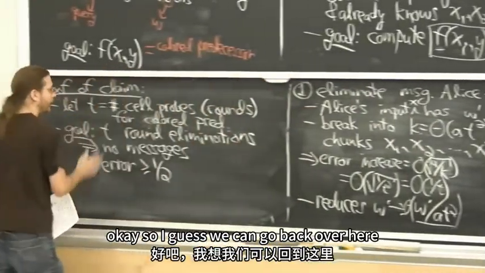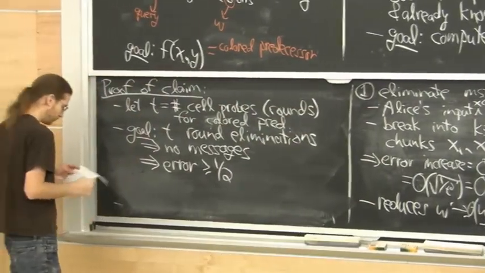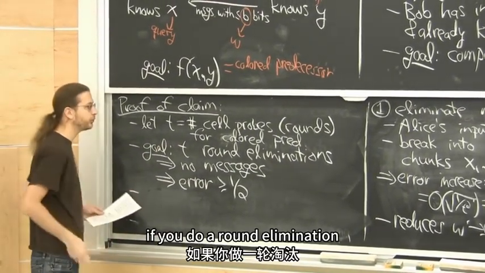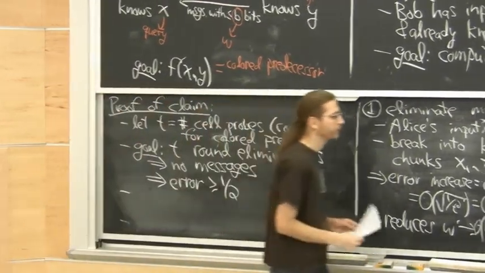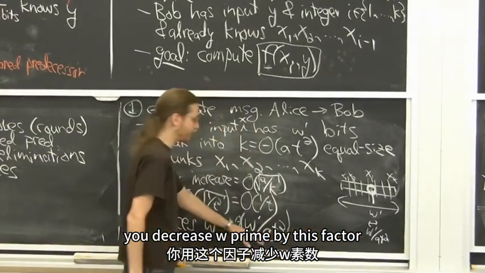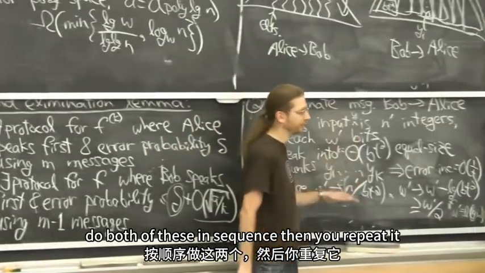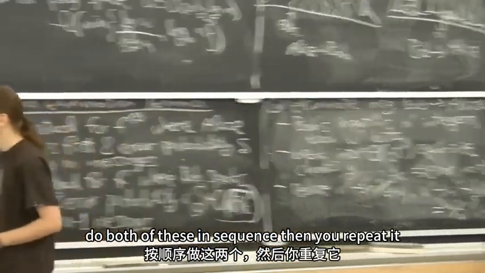Okay, so I guess we can go back over here. If you do a round elimination, you decrease w prime by this factor, and you decrease n prime by this factor. Do both of these in sequence. Then you repeat it.